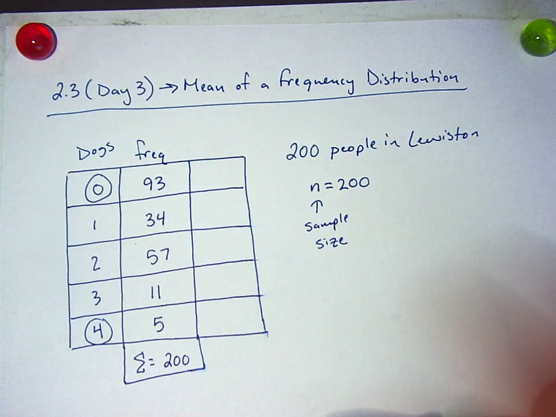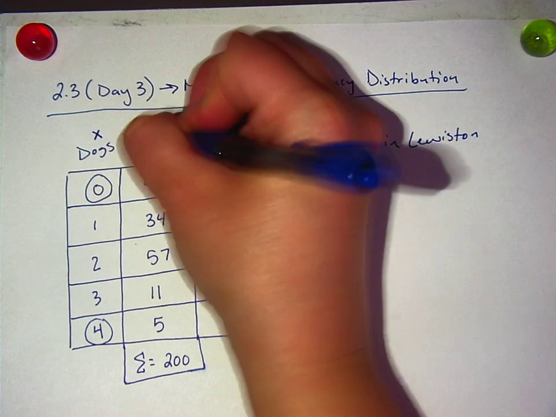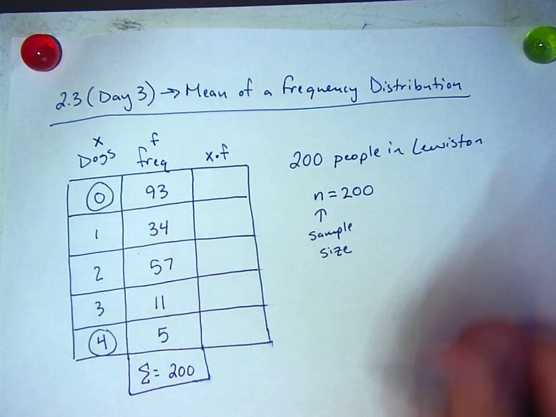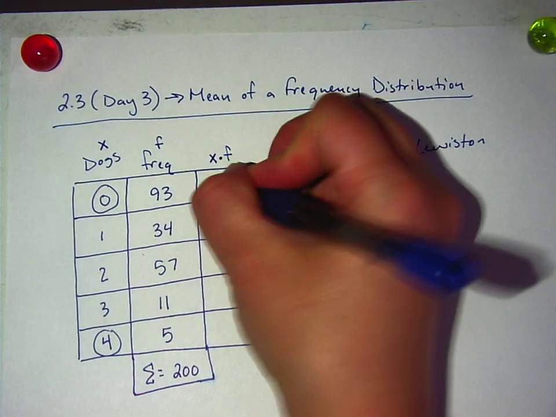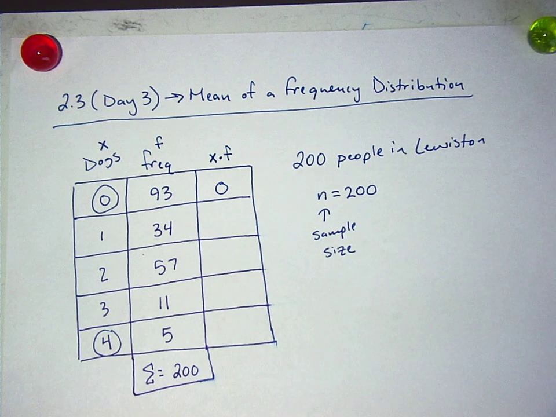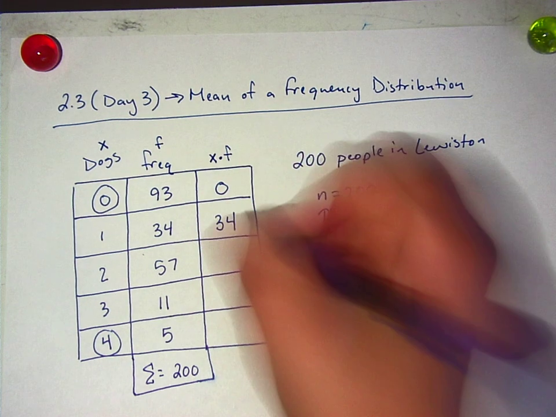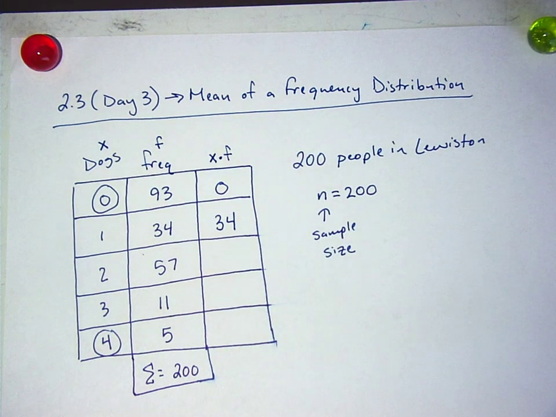So instead, let's call this X and this F, and we'll make this X times F. So if I had 93 zeros, that would be a summation of 0, could be 93 times 0. Stay with me, Carlos, you can do it. And then the next one would be 34 ones. What would those add up to? 34, or 1 times 34. 57 twos.